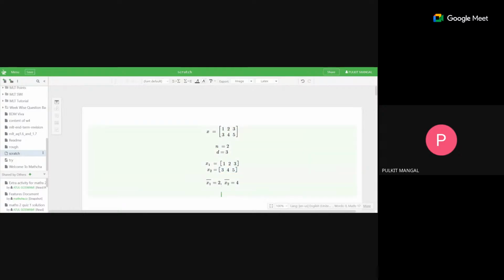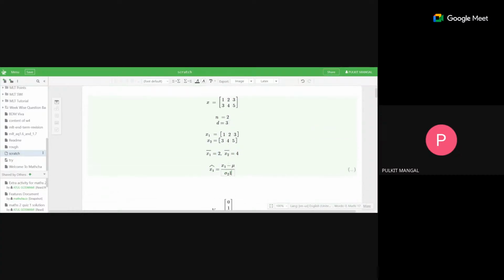Then you are going to calculate the x hat. So x hat of 1 is x1 minus the mu associated with it, that will be 2 for this, divided by the standard deviation whatever you get, sigma 1. Similarly you are going to do it for x2 also.